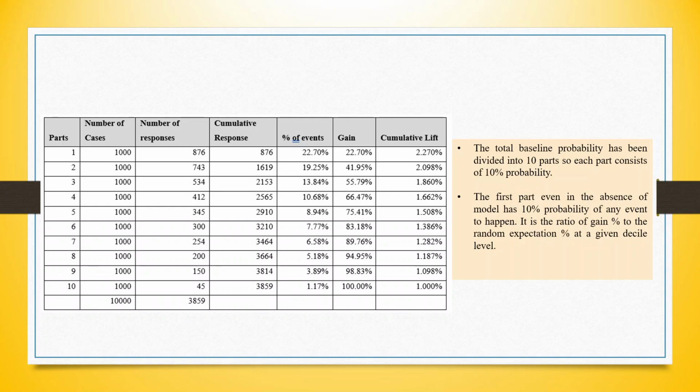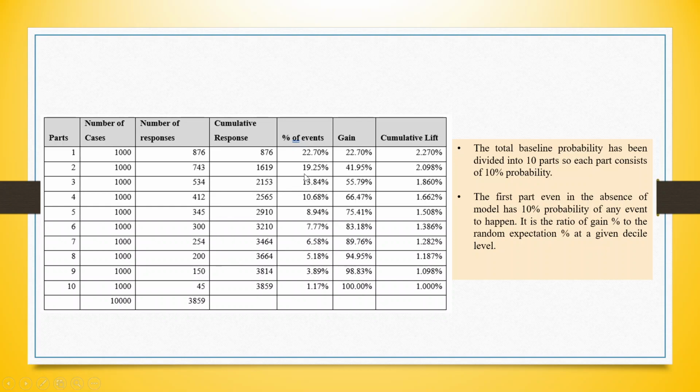You can see here the table has been given. If we have 10,000 cases, they are divided into 10 parts, that is, 100% probability divided into 10. So for each part, the probability is 10%. Now in the first part, out of 1000 cases, in 876 cases the event happened. So the cumulative response is 876. In the second part, 743 happened. So 876 plus 743 is 1619.